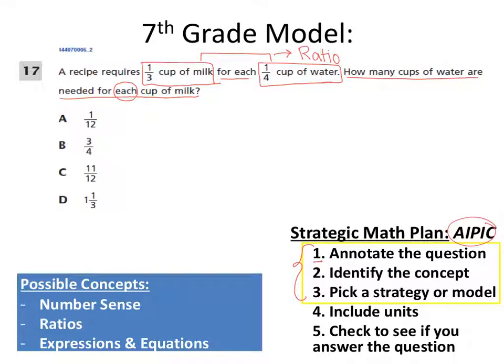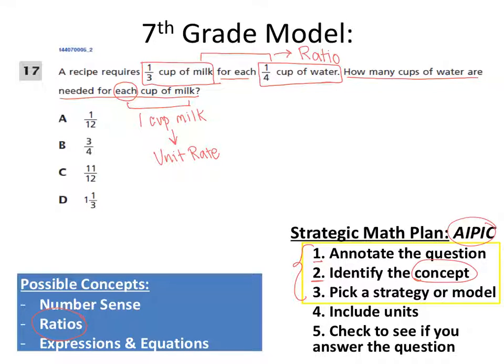So this is me taking my second step and identifying the concept. So I would definitely say that this concept that we're seeing here is a ratio type of problem. And even more evidence of that is in my question, I noticed too. In my question, it says how many cups of water are needed for each cup of milk. Each cup of milk means 1 cup of milk. This reminds me of a unit rate.